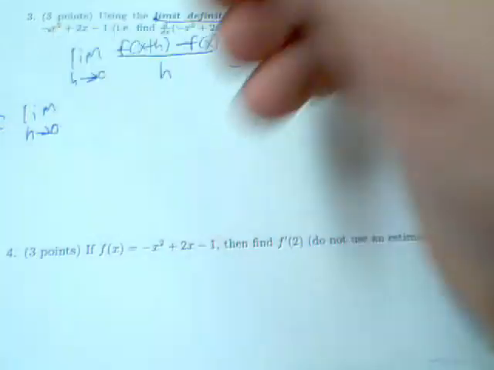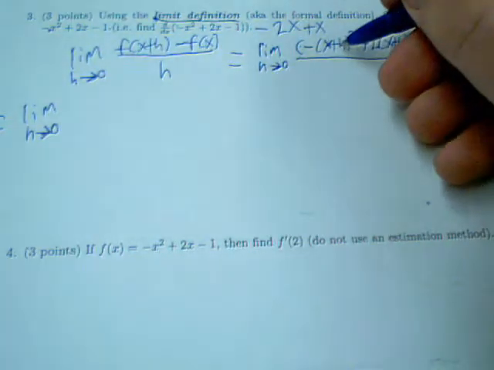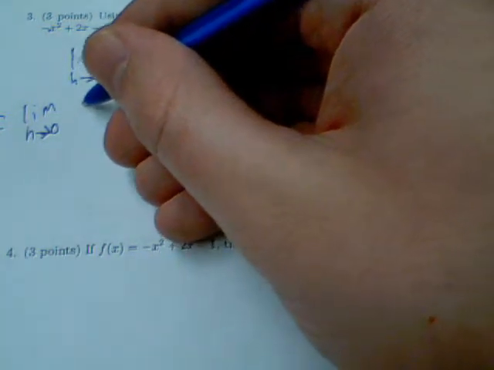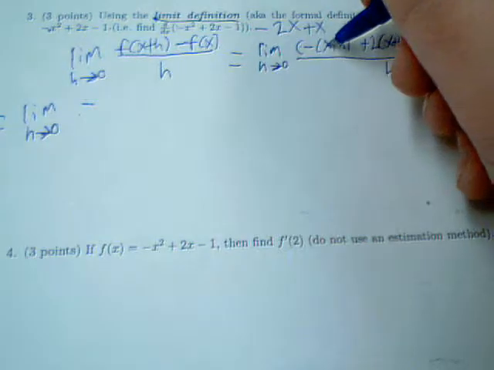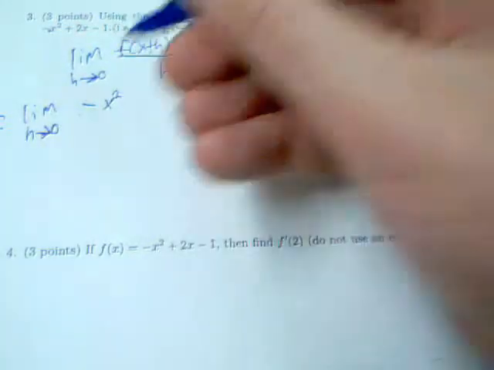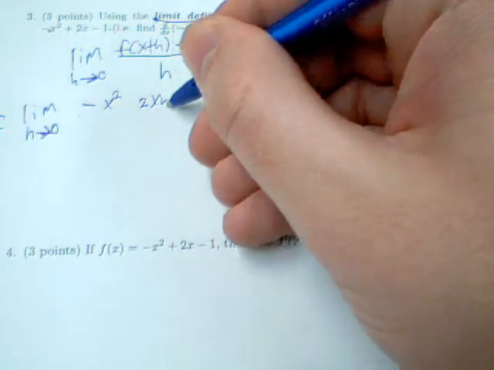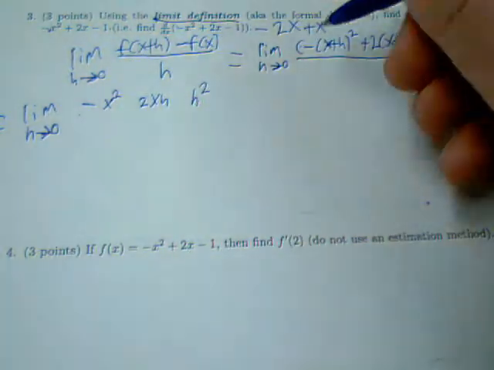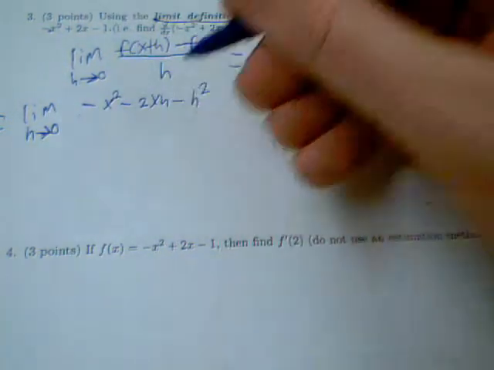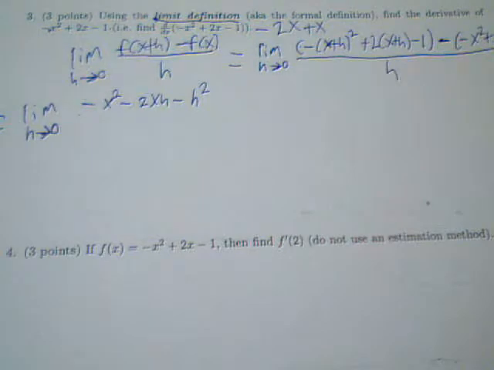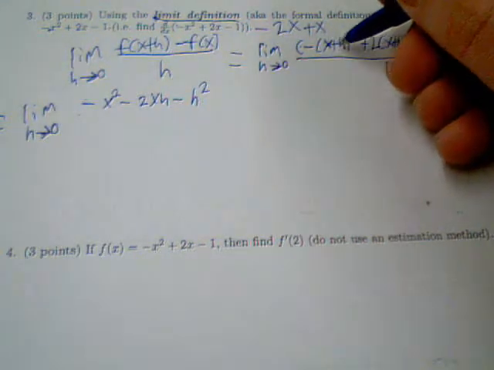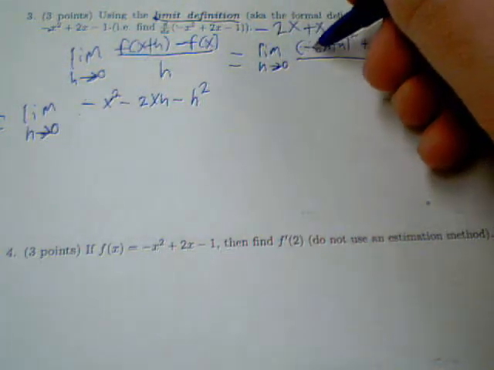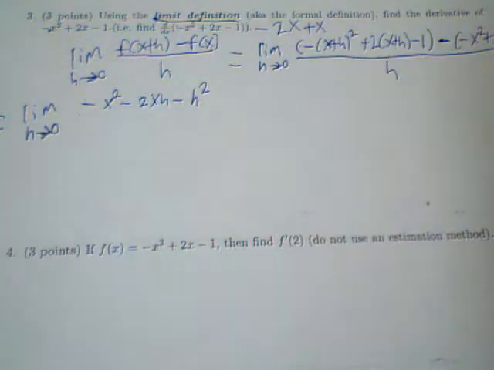It's equal to the limit as h approaches 0 of, well, let's see, negative x plus h squared. I'll end up with negative, well, x plus h squared. I'm going to get an x squared. I'm going to get a 2xh, and I'm going to get an h squared. I've got this negative in front, so I'm going to make them all negative. Alright, so this is x squared plus 2xh plus h squared. Make it negative. There it is.